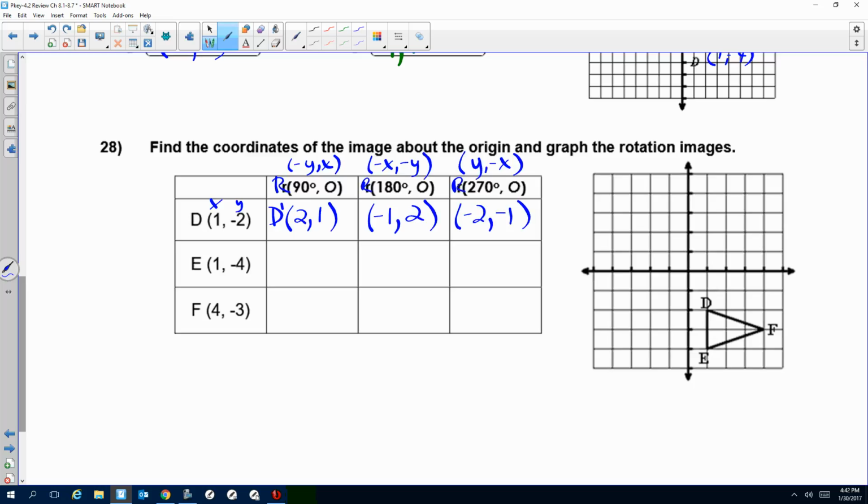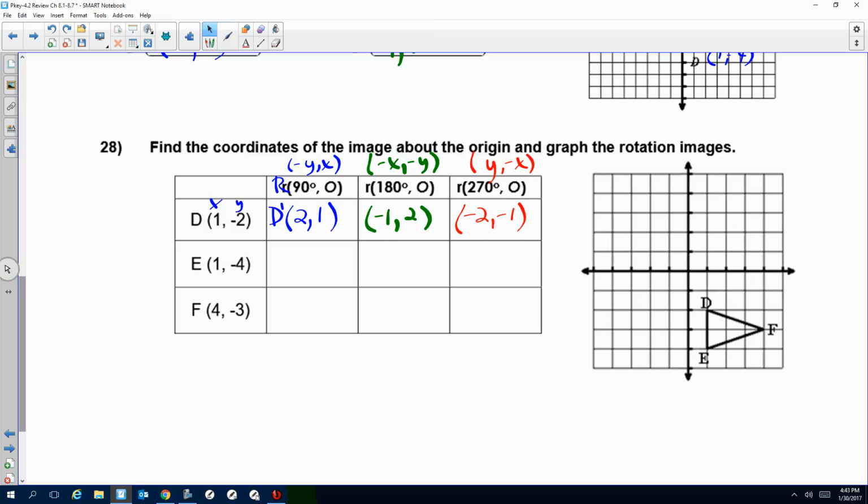All right, and then we're going to do the same thing for the E. And you know what? Let me fix this. Make this a little bit more user-friendly. This was negative x comma negative y. And our last one was y comma negative x. All right, so there, negative 1, positive 2. And then this one was negative 2 comma negative 1.